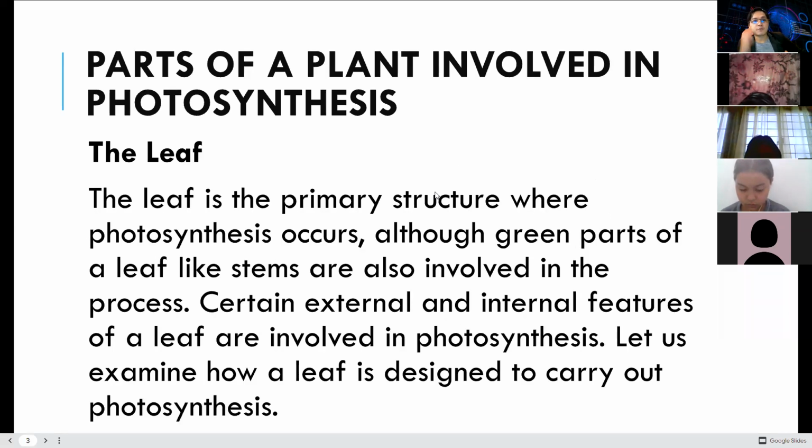Parts of the plant involved in photosynthesis, we have the leaf, number one. The leaf is the primary structure where photosynthesis occurs. Although other green parts, like stems, are also involved because they contain chlorophyll. In the process, certain external and internal features of a leaf are involved in photosynthesis. Let us examine how a leaf is designed to carry out photosynthesis. Why does your leaf look like that? What's with that feature?